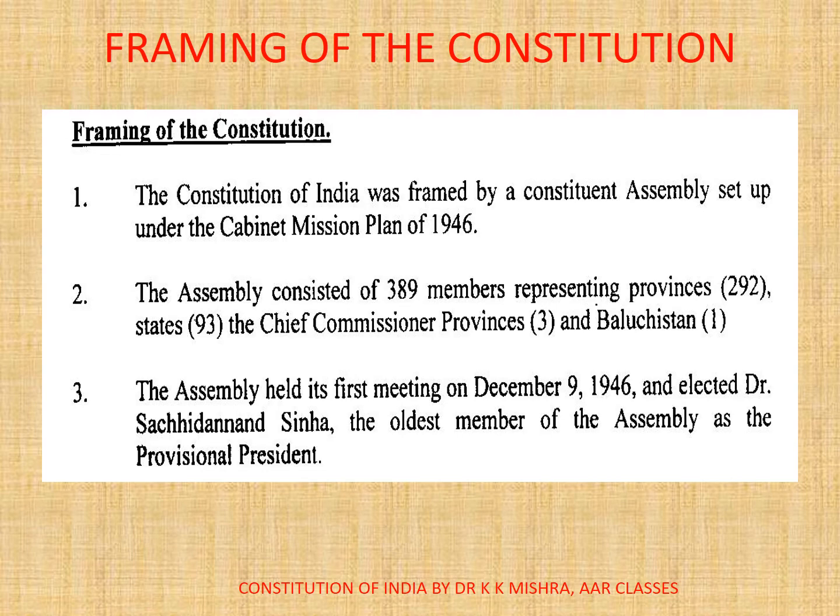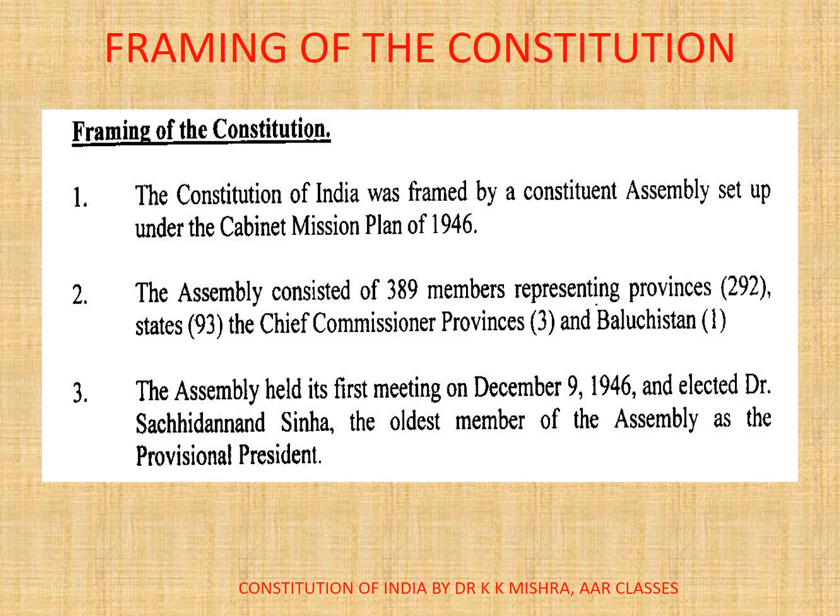Number one, the Constitution of India was framed by a Constituent Assembly set up under the Cabinet Mission Plan of 1946. Yes, this started well before we got independence on August 15, 1947. Number 2. The Assembly consisted of 389 members representing the provinces, 292, states 93, and the chief commissioner provinces 3 and Baluchistan 1. Initially, this was the representation. So here we must keep in mind that the total representation initially decided was 389.